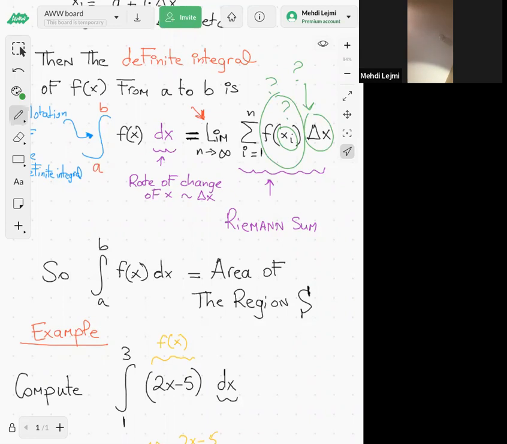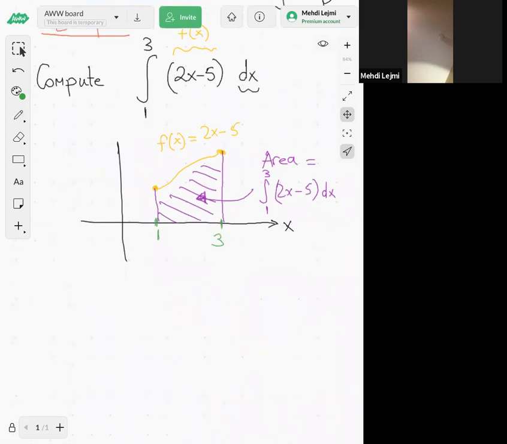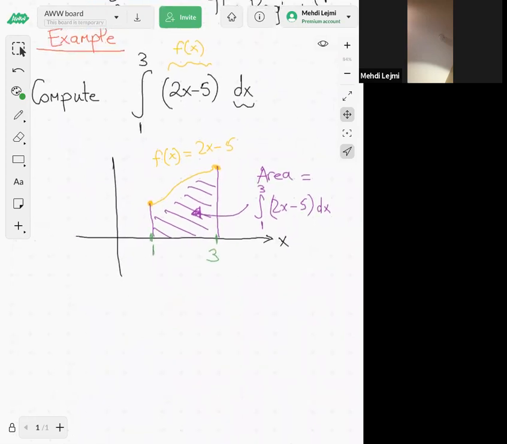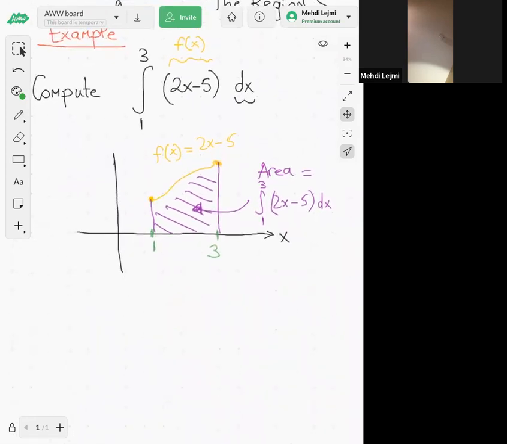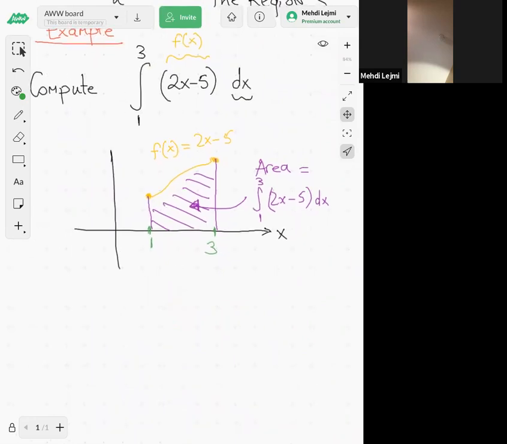So first, what will be delta x? Well, we said you divide your interval into n subintervals of equal width delta x, right? And delta x, by definition, is equal to b minus a divided by n, because you want to divide your interval equally into n subintervals, right?